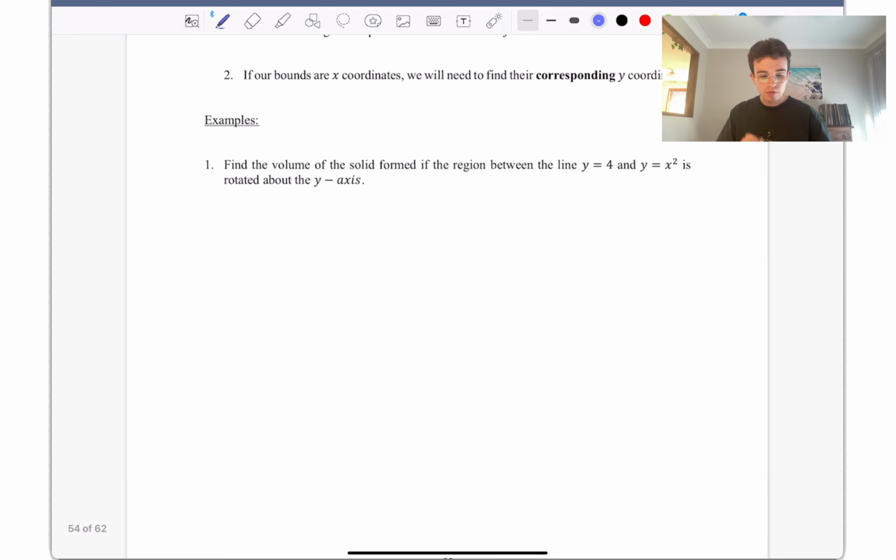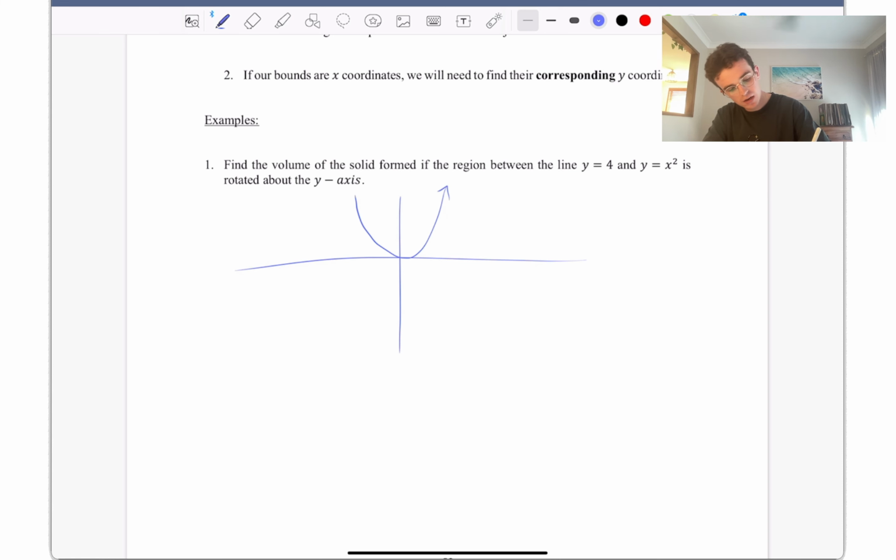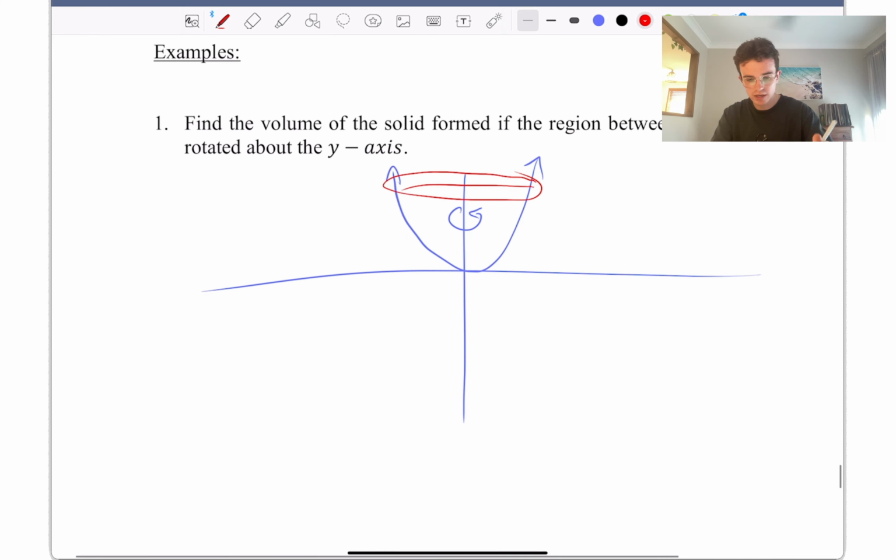So here we're finding the volume of the solid formed if the region between y is x squared and y is 4 is rotated about the y-axis. Again, let's draw a picture. y is equal to x squared, and we're rotating about the y-axis from 0 to 4. So it's going to be like a funny bowl-looking thing.